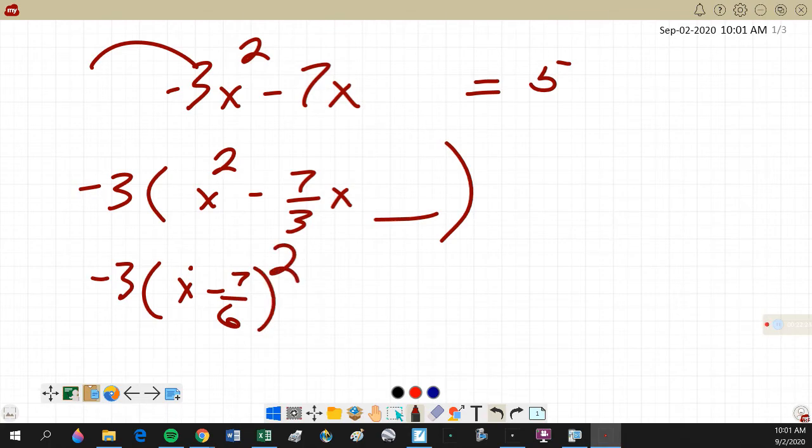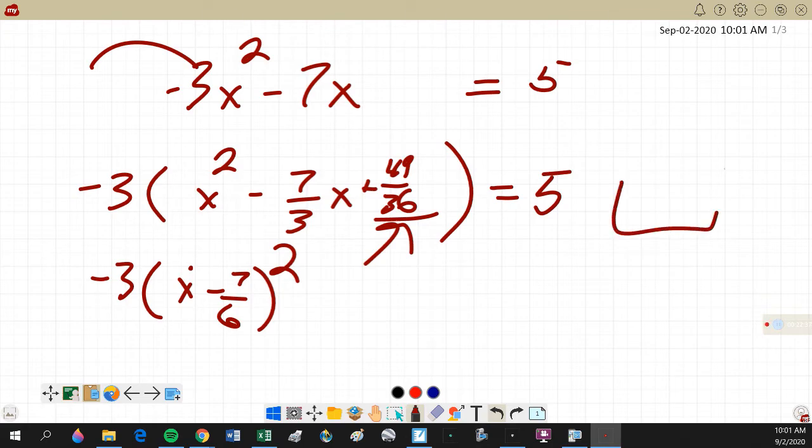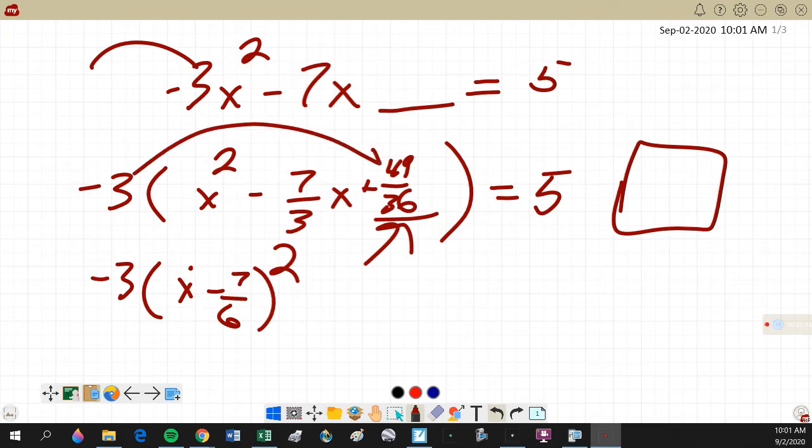And then what would go here? 49 over 36. And then what would go here? Well, this number is going to be negative 3 times that. And so I need to do the same thing over here. So minus 3 times 49 over 36. What a mess. We don't want to do that.